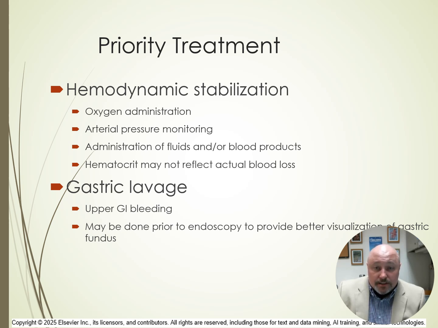A large bore NG tube is inserted and is connected to suction. If lavage is ordered, 1,000 to 2,000 milliliters of room temperature normal saline is instilled via the NG tube and is then gently removed by intermittent suction or gravity until the secretions are clear.